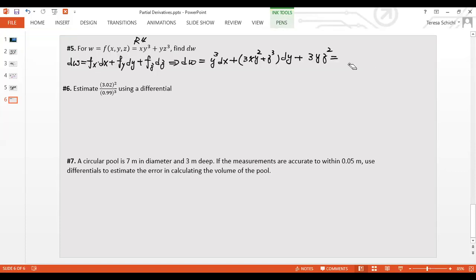Right? Then it's a dz here, right? So this is pretty simple.